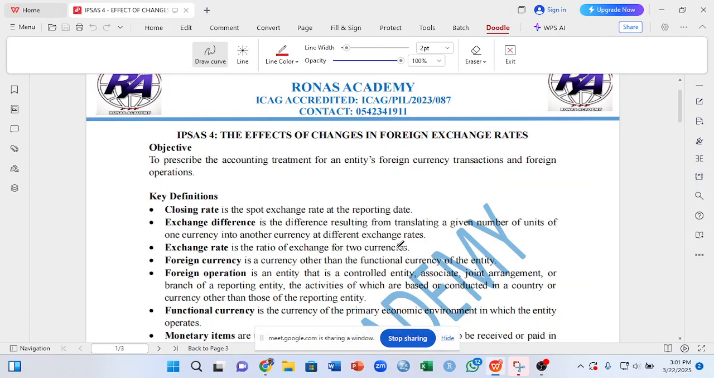Okay, so as we said earlier, today we'll be looking at IPSAS, effect of changes in foreign exchange rate. That's one of the key standards as well. Most of the times you may see it as part of the additional information when you are doing the full account, that's when you're preparing the financial statement. So it's one of the key standards as well.